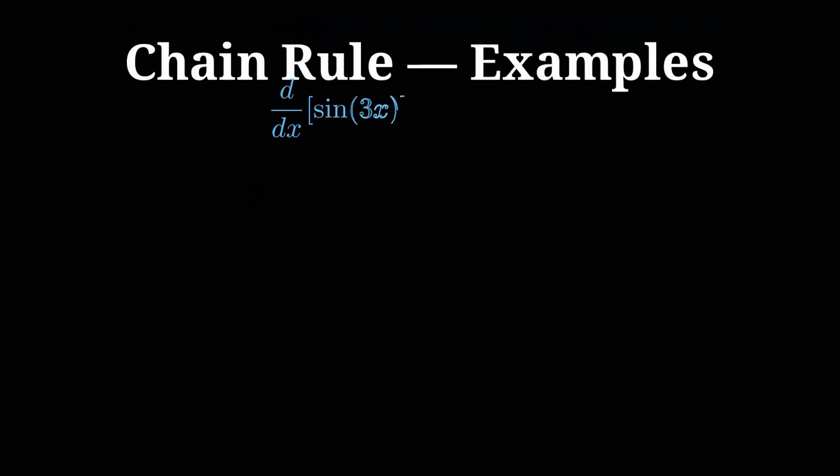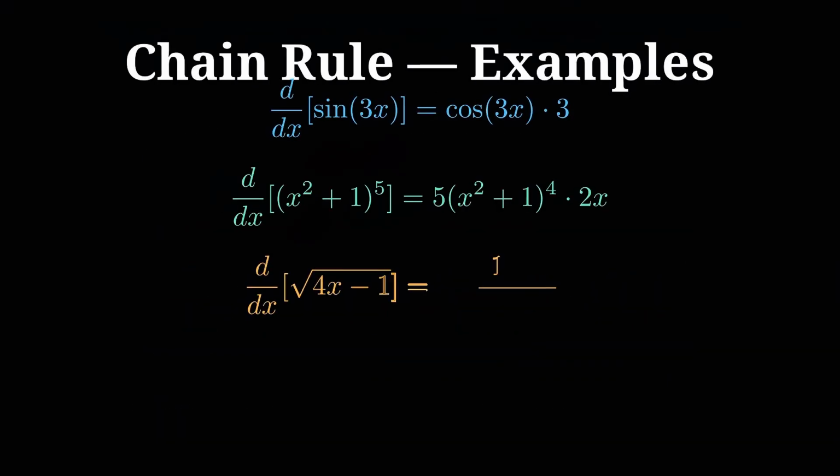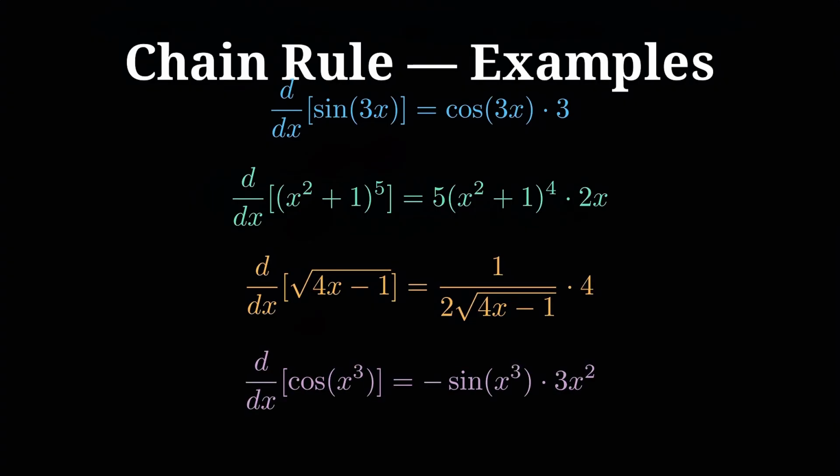Let us practice the chain rule. The derivative of sine of 3x: outside is sine, inside is 3x. Derivative of sine is cosine. So cosine of 3x times the derivative of 3x, which is 3. Answer: 3 cosine 3x.